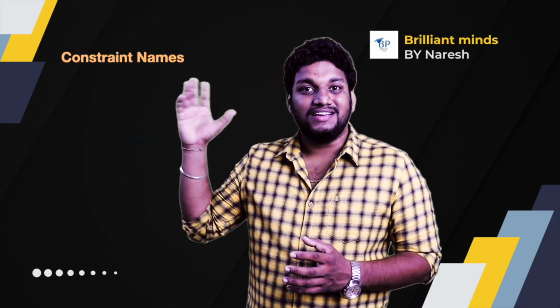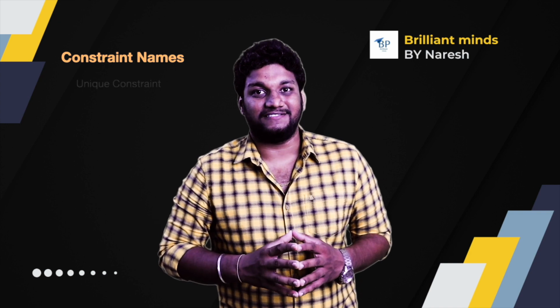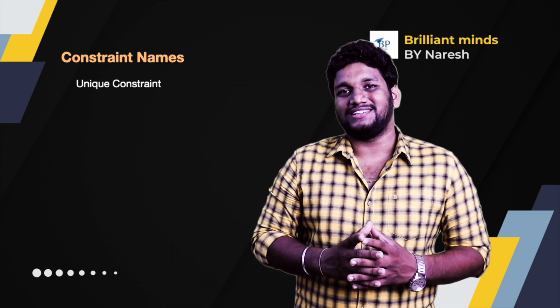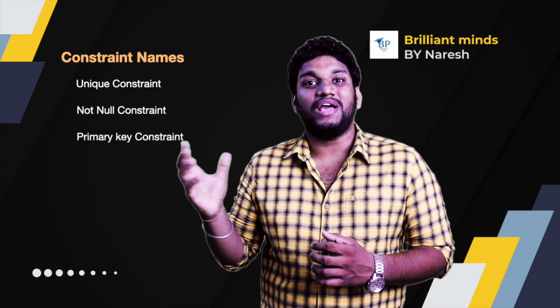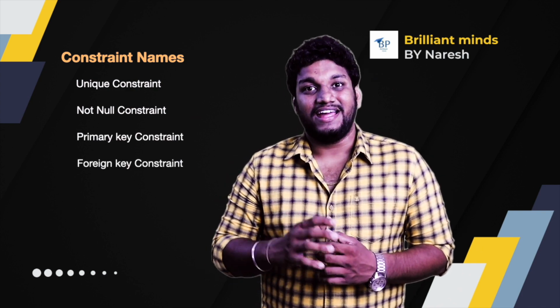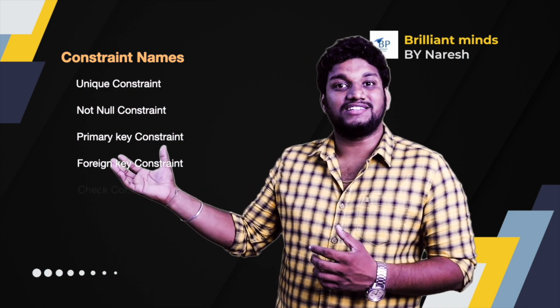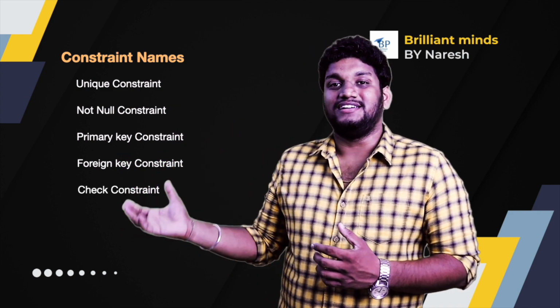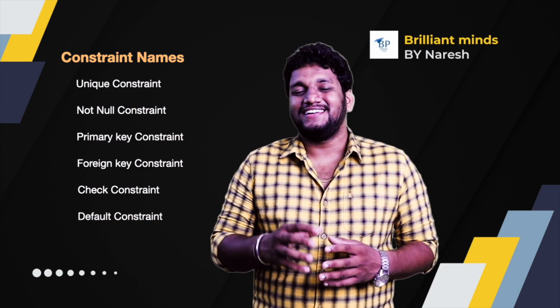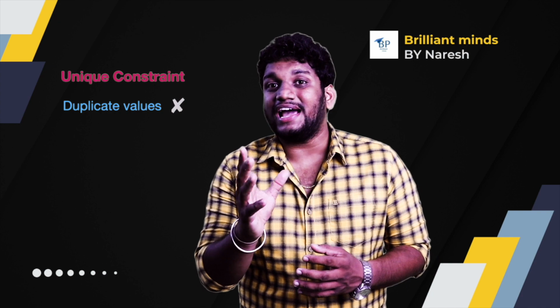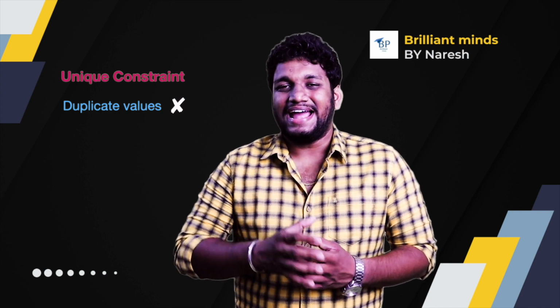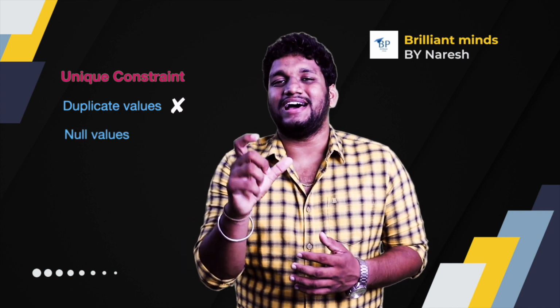Here you can see some of the constraints we have. First one is the unique constraint, second one is the not null constraint, next we have the primary key constraint, and finally we have the foreign key constraint, check constraint and default constraint. First, let us start with the unique constraint. The unique constraint has some set of rules. Unique constraint will not allow duplicate values, and also it will allow null values.